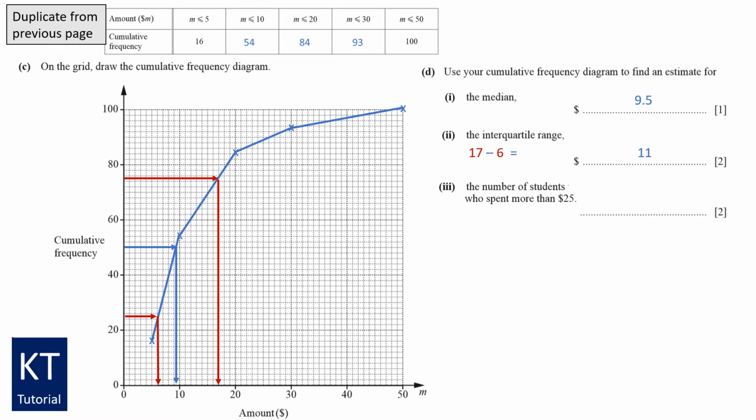Next, find an estimate for the number of students who spent more than $25. The y value for when x is 25 is 89. The required number of students is therefore the difference between 100 and 89.